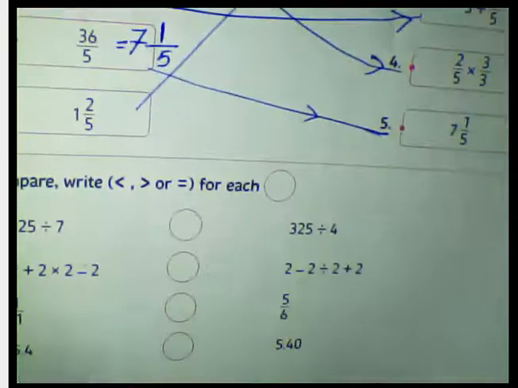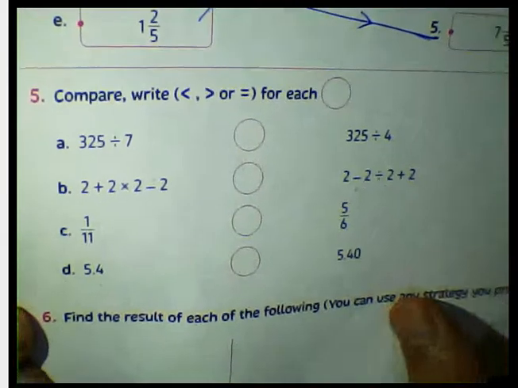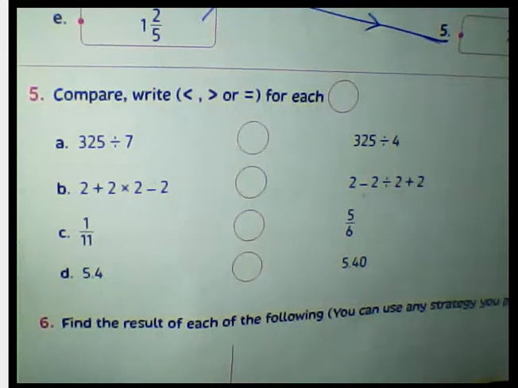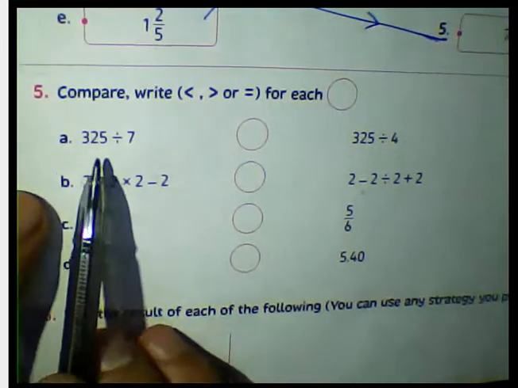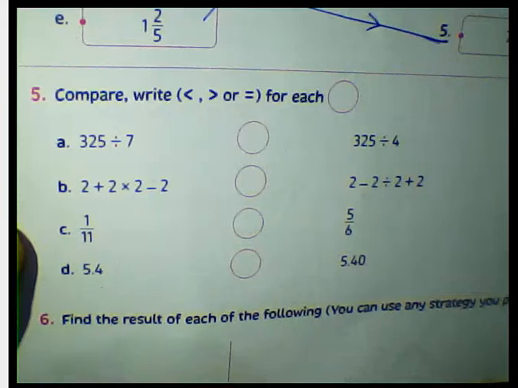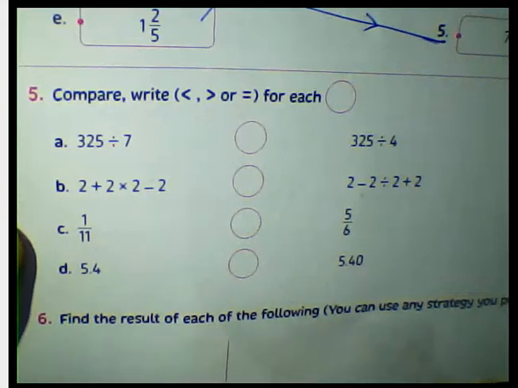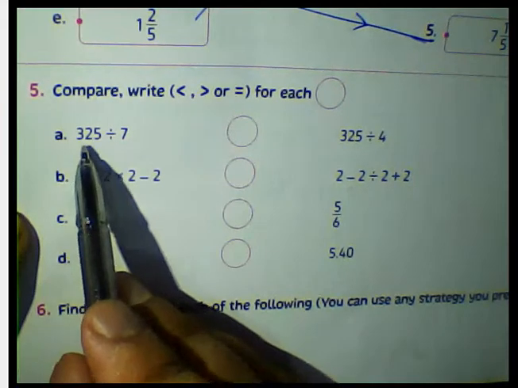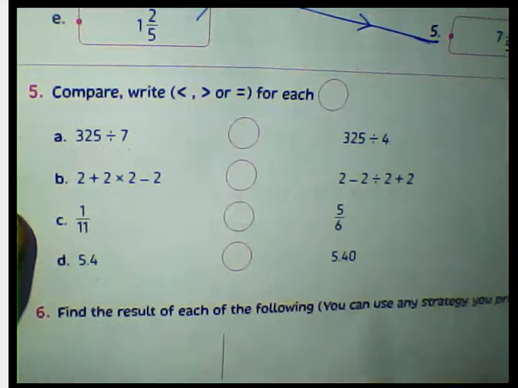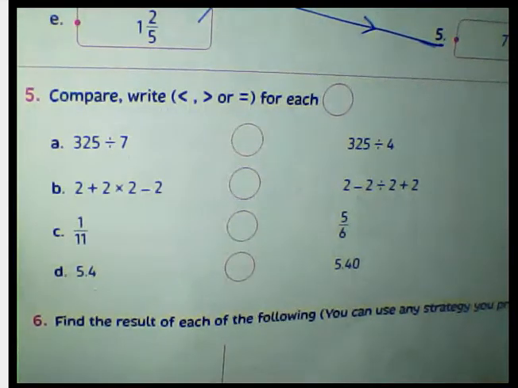Okay, and what about question number 5? Question number 5. Compare, write more than or less than or equal to for each. Look at here, it's very easy. Can you solve it from first look? It's very easy. Why? Because we have 325 divided by 7 and 325 divided by 4. Can you tell us which is more? Divided by 4 or divided by 7?